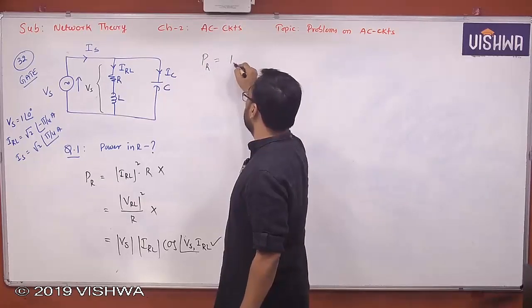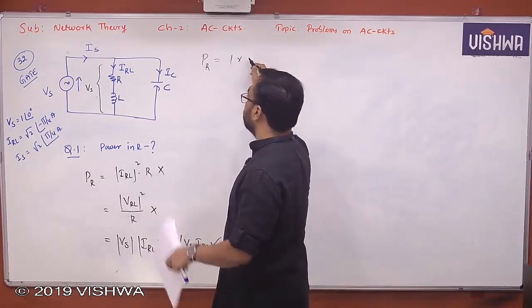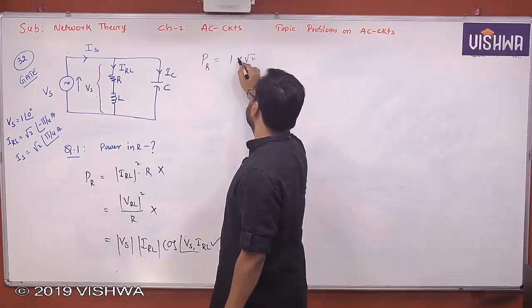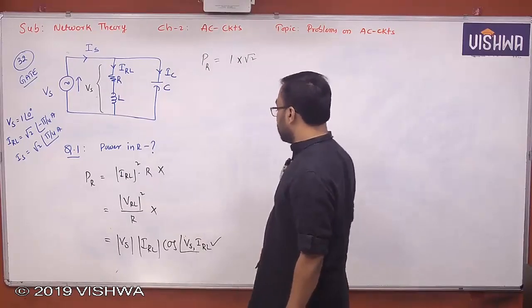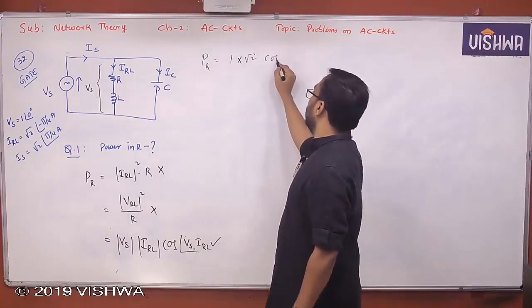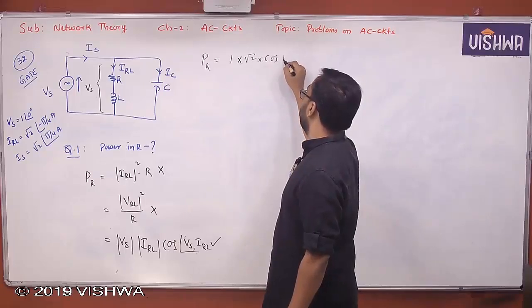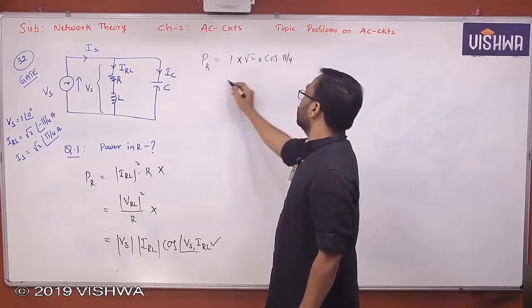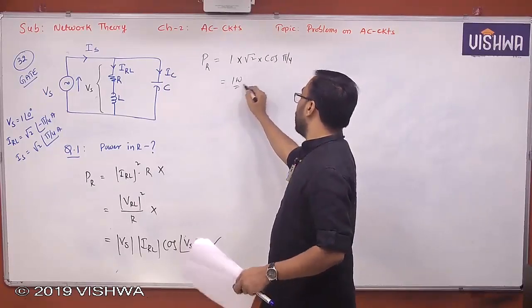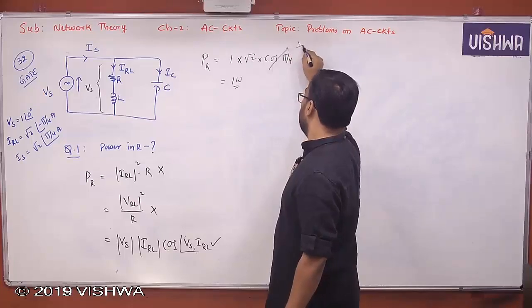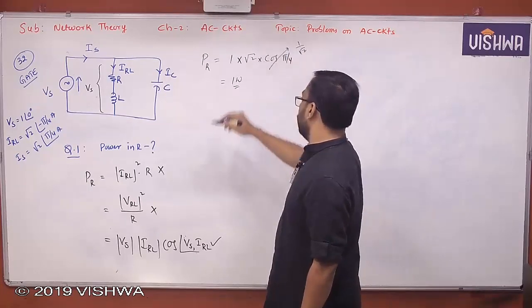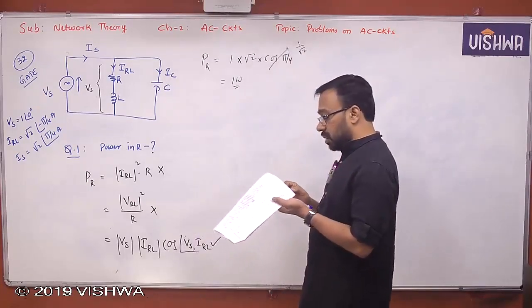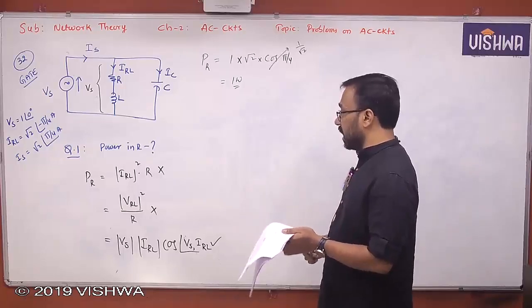Vs is how much? 1. IRL magnitude how much? Root 2. Cosine of the angle difference, how much is it? Pi by 4. So that is why you got 1 watt, because this is 1 by root 2 into root 2. You got all those things. This 1 watt is the correct answer.